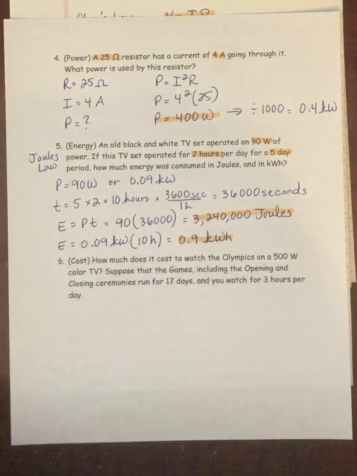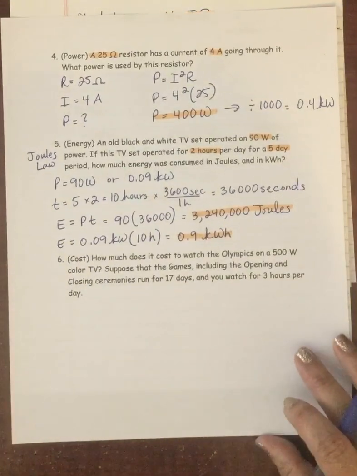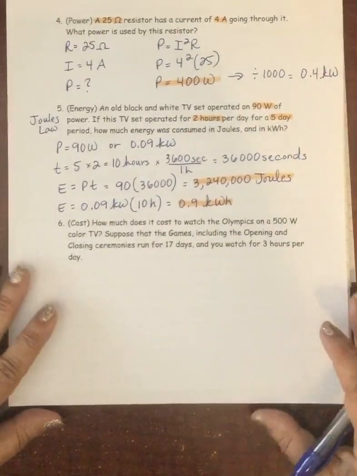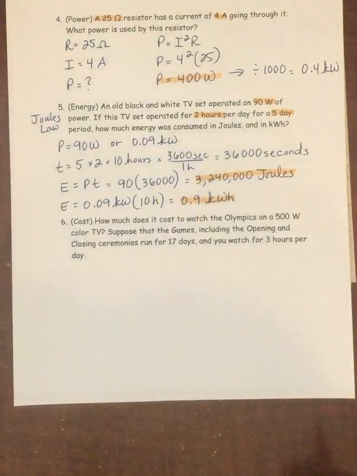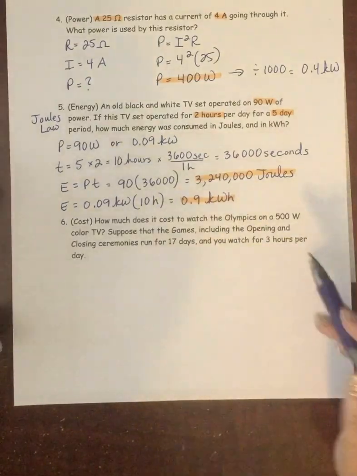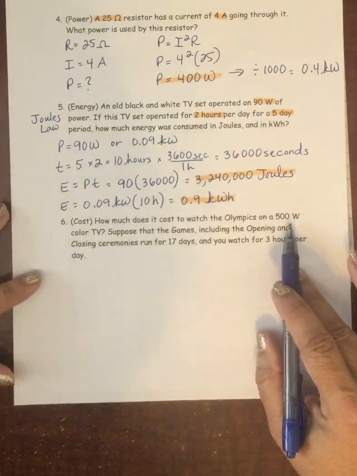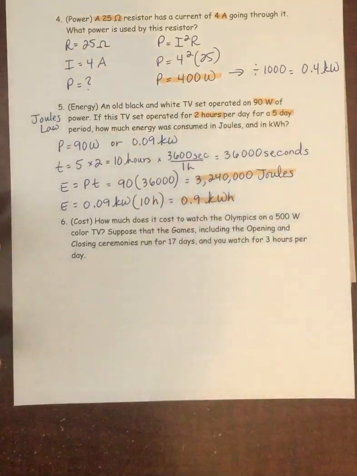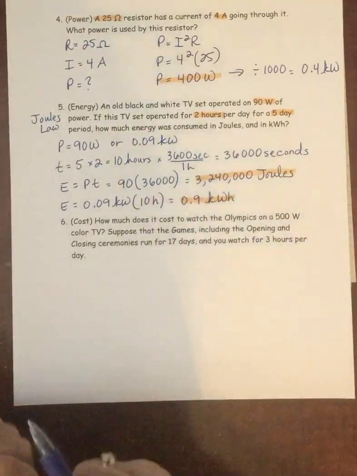All right, finally, the last example is on cost, because we're dealing with electricity, and this is something that costs us money. It's one of your higher bills in your house, other than your mortgage, the electric bill. We want to figure out how to find cost. So you're watching the Olympics, and your TV set is a color TV, 500 watts. So that is our power.